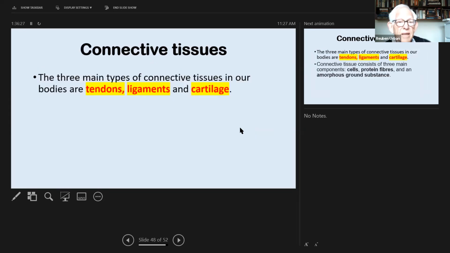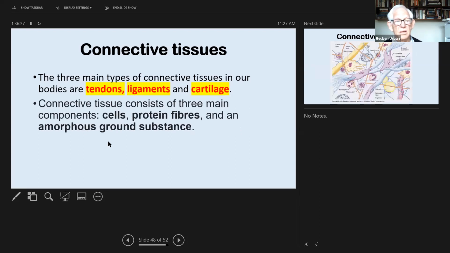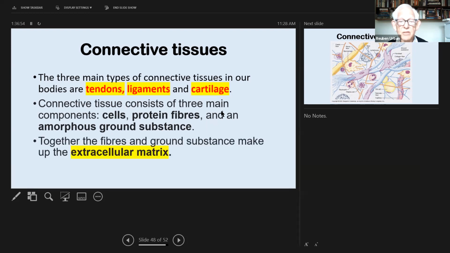Now the connective tissue, we have three: tendons, ligaments, and cartilage. I mentioned tendons and ligaments before, but they are actually made of cells, protein fibers, and this thing called amorphous ground substance. No matter where I look, that's all they call it. And then together they form this extracellular matrix.